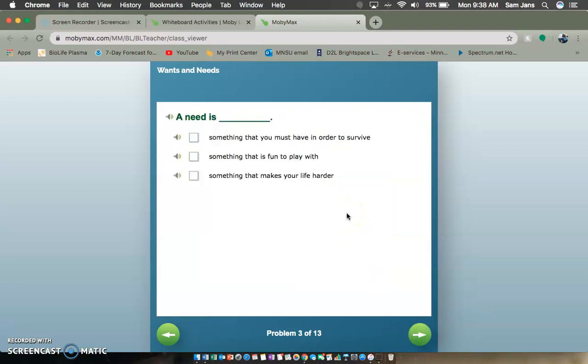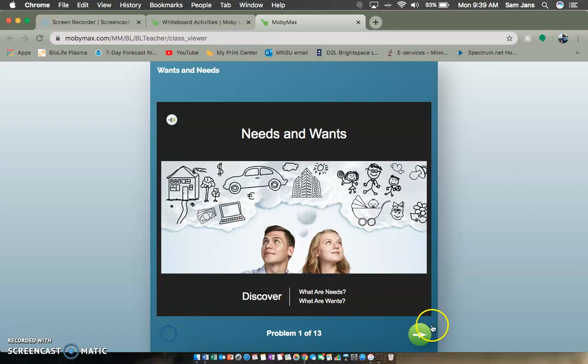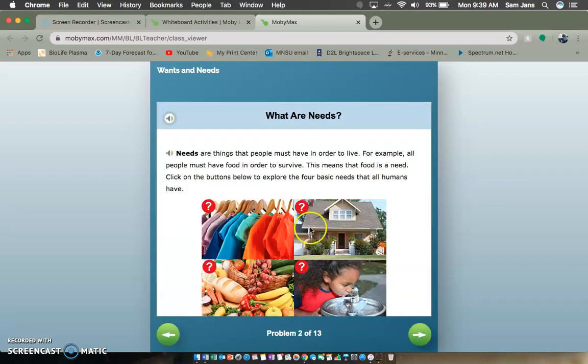So if we remember from the last page, a need is something that you must have in order to survive. Is a need something that is fun to play with? Probably not. Or is a need something that makes your life harder? I know a need is not something that is fun to play with. And if we go back to our last two pages here, we can see that clothing, shelter, food, and water are four needs.